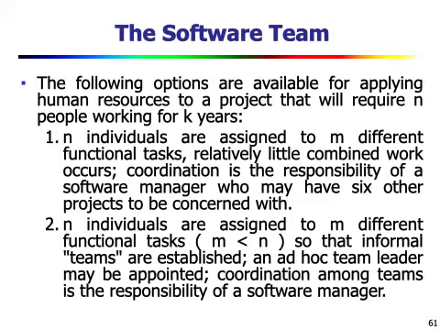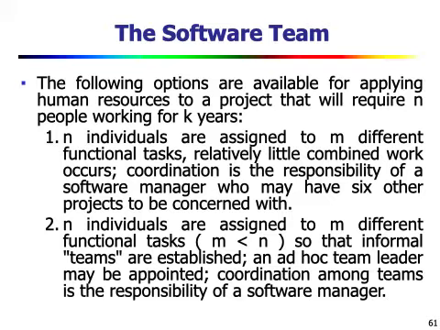Then we have the software team. The following are the options that are available for applying human resources to a project that will require N people working for K years. Okay. First one is N individuals are assigned to M different functional tasks. Relatively little combined work occurs. Coordination is the responsibility of a software manager who may have 6 other projects to be concerned with. Okay, that is one option.